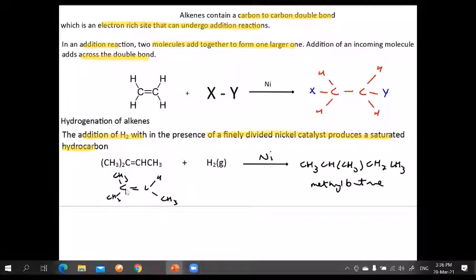Basically, what's happening here is that the bond will break and a hydrogen will be inserted on each side of the double bond. So it would just add to the double bond. You can write this out on your own, by the way. I think you guys can do that on your own. So what you get is an alkane.